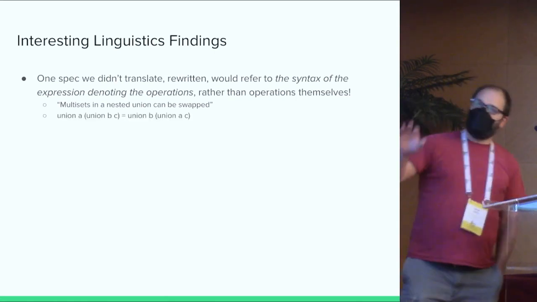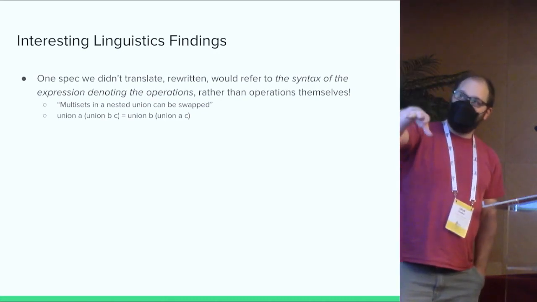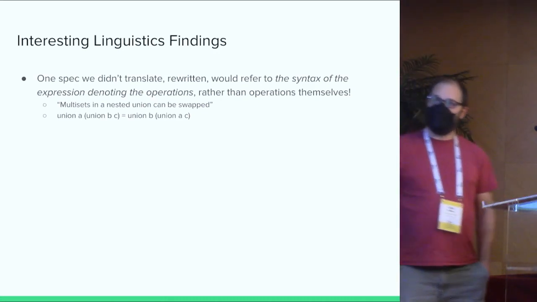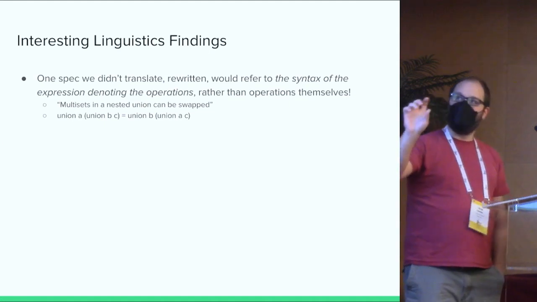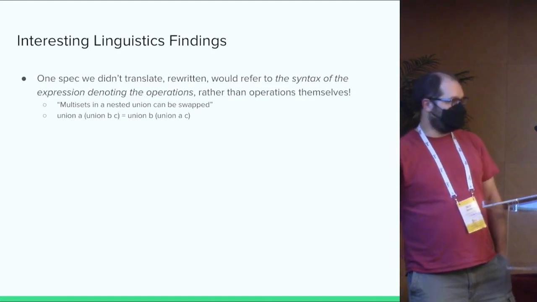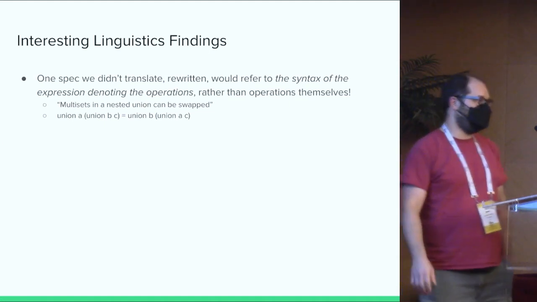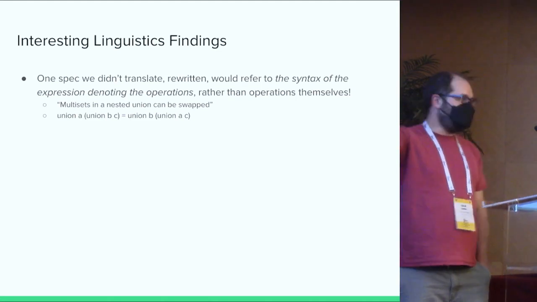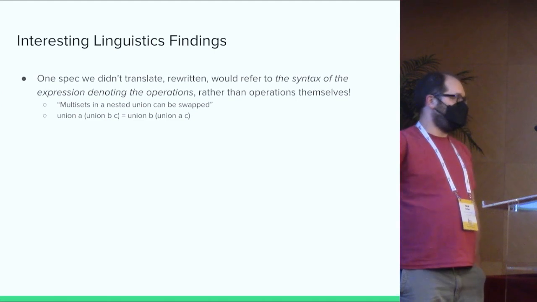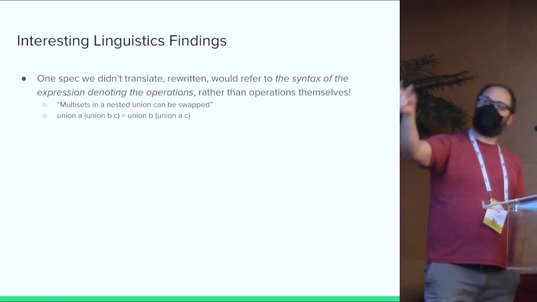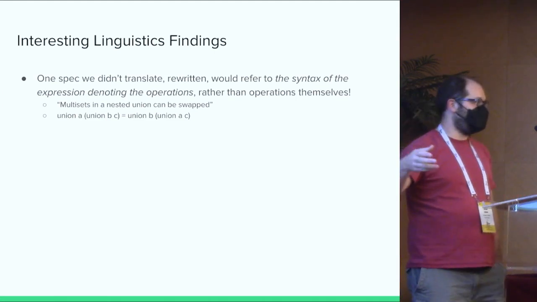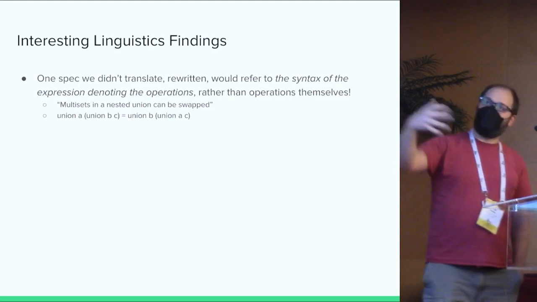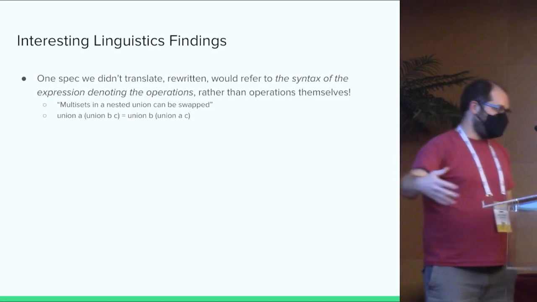So it actually means this. It means the union of A and the union of B and C is equivalent to what you get if you swap something in the nested union with the thing in the non-nested union. This is interesting because the whole notion of nested union is a very syntactic notion, right? This is talking about the syntactic structure of how you would formally express this in logic, not about the mathematical property. So we didn't translate this.